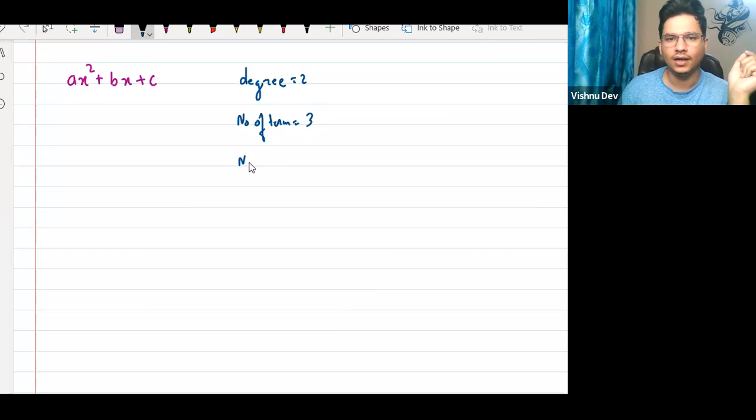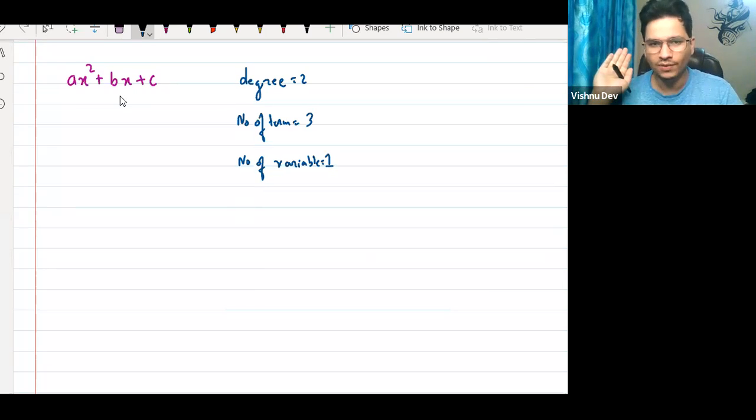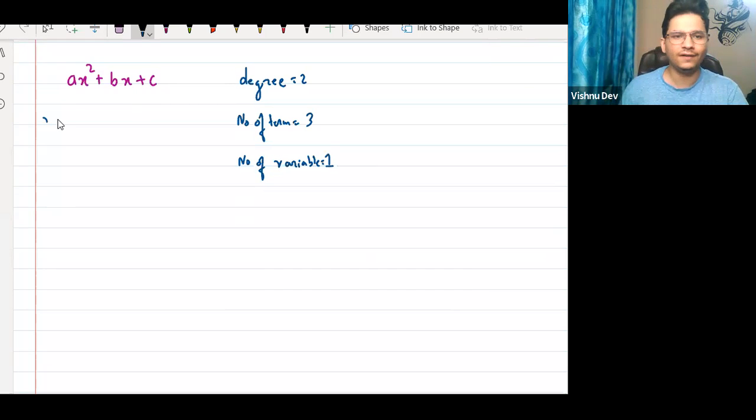And number of variables? It is 1, because we have only x as the variable. Yes, x squared and x are two different terms, but the variable is only x. Suppose a, b and c are the constants. A and b are called coefficients.